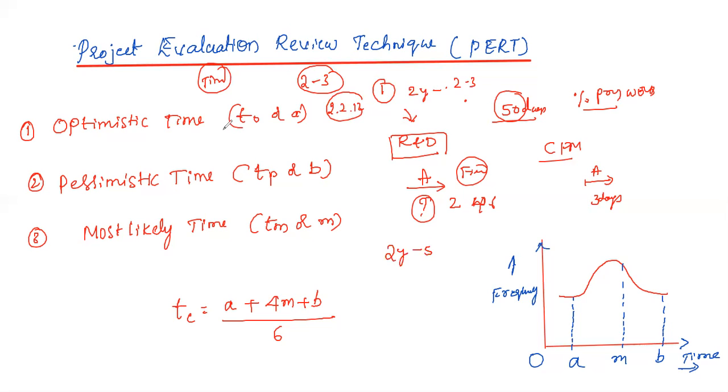So in order to calculate the expected time for a particular activity in case of PERT, usually it undergoes three types of timings, that is optimistic time, pessimistic time, and most likely time. So these are the three terms which will be involved in any time.